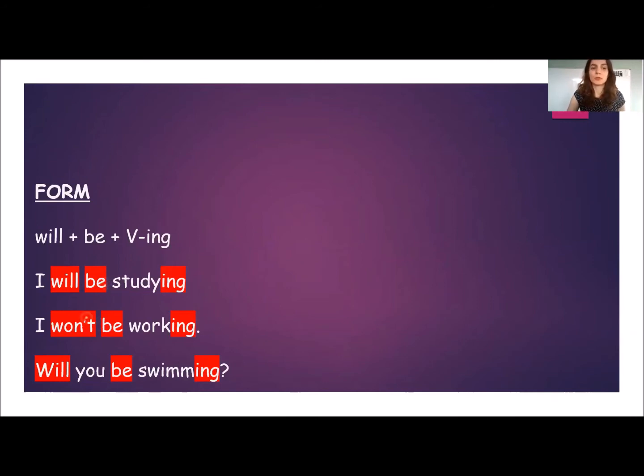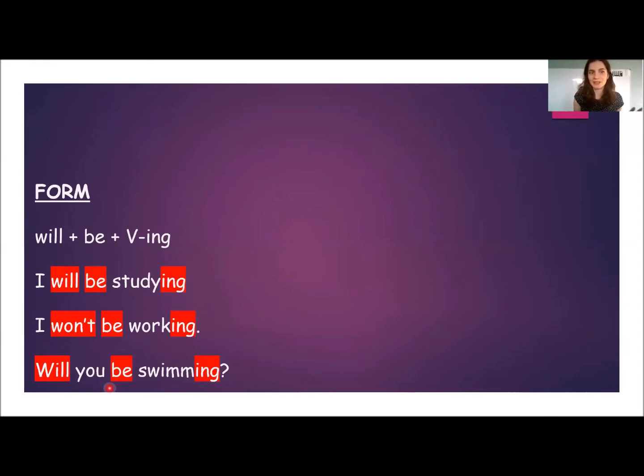In the negative form, you are only going to work with this will again, and you will put that into its negative form. So I won't be working, or you won't be working, they won't be working, right? And in the question, basically what will happen is that you will just switch will and the person. So will you be swimming? Will I be swimming? Will he be swimming?